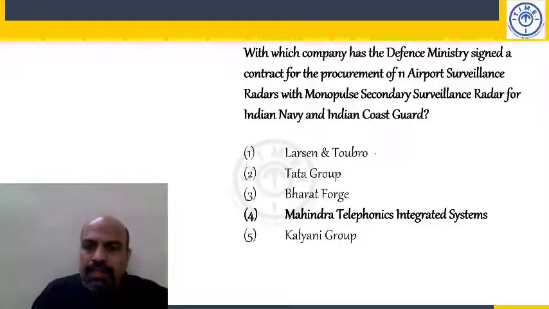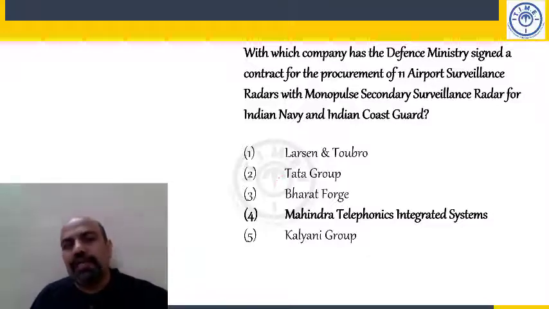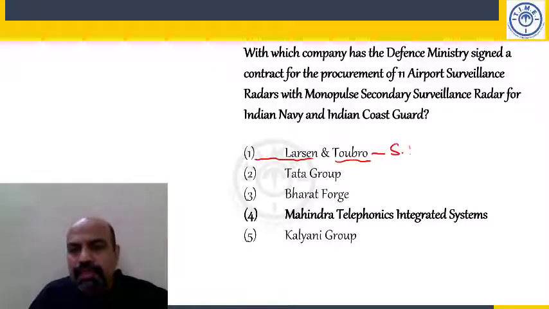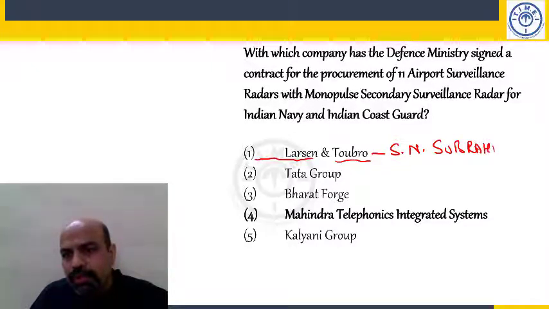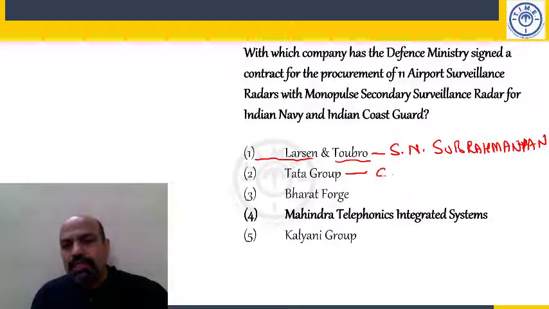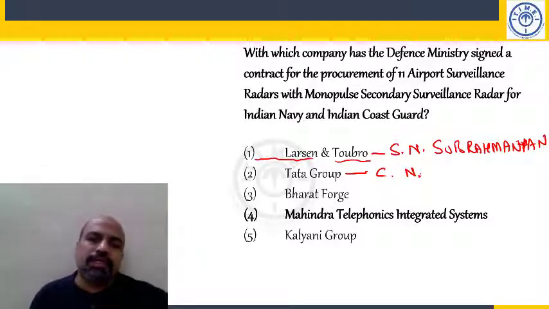Anand Mahindra. Larsen and Toubro, L&T, two persons from Denmark started this company: Henning Hock Larsen and Soren Toubro. Not required, just for familiarity's sake. The L&T CEO is S.N. Subramanian. This is the spelling. S.N. Subramanian. Tata Group, Chandrasekharan Natarajan.